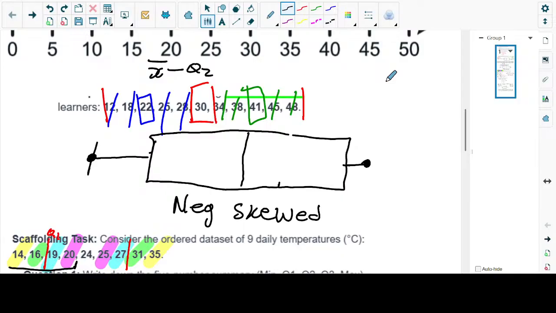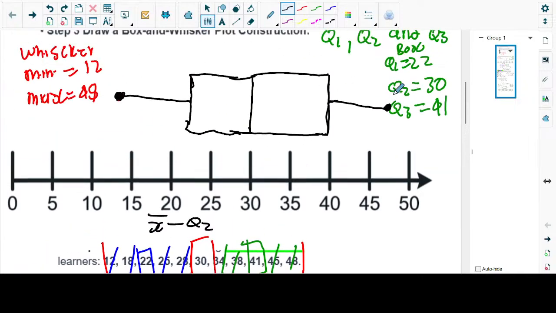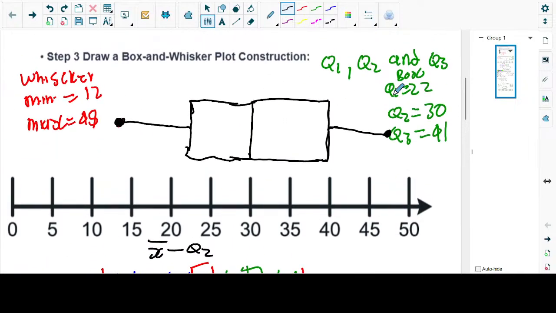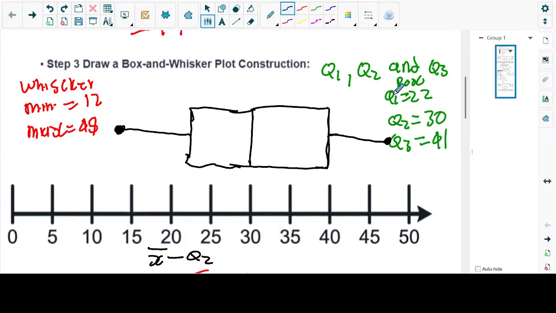Now go and look at the one that you've drawn today, the first one that we drew, so that you can comment. By looking at this one, when I'm looking at the box, it's positively skewed. So you're going to write what is positively skewed.